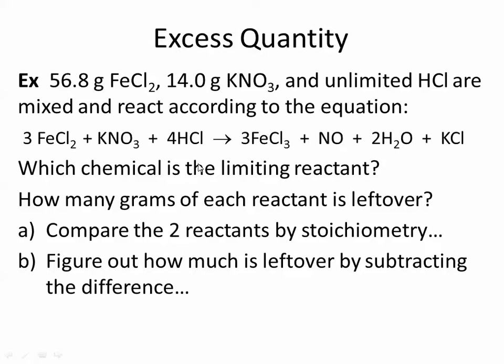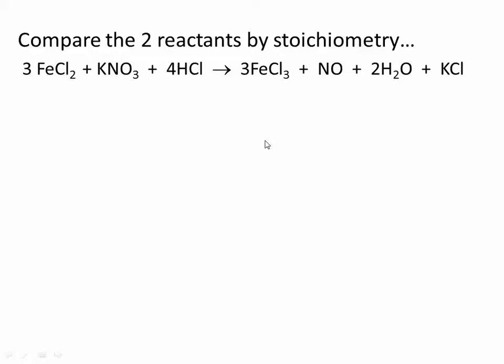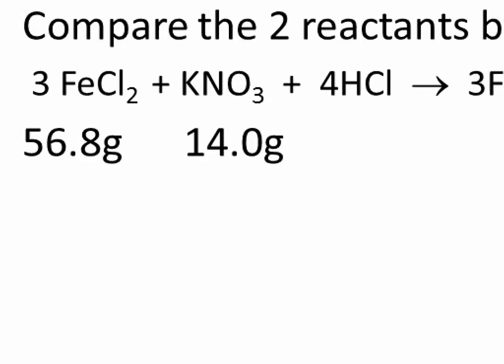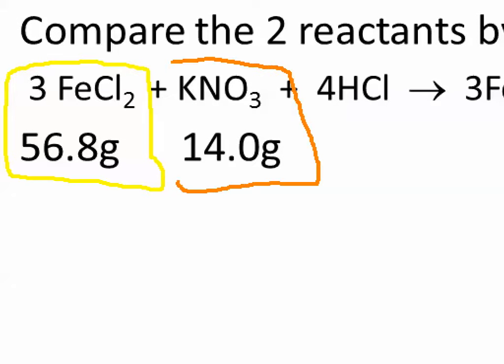Remember that it doesn't tell us how many moles of iron chloride, it says grams, and it doesn't tell us how many moles of KNO3, it tells us grams. And so that makes it a little bit tricky, but only a little bit. So what we're going to do first is, again, compare the two reactants by stoichiometry. So we have our equation here again, we need it for the mole ratios. As a reminder, there are 56.8 grams of this, and then there are 14 grams of this.